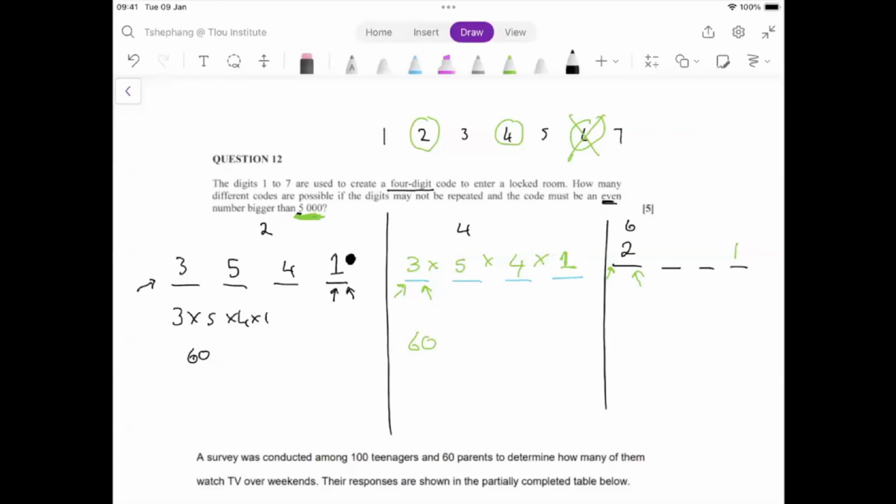Now that 2 numbers are out, how many numbers am I left with? With 5. And then after taking out a number, how many numbers am I left with? I'm left with 4. Now you multiply this, and this gives you how much? This gives you 40. Now the total is just 160. 60, 60, 120 plus 40 gives you 160.